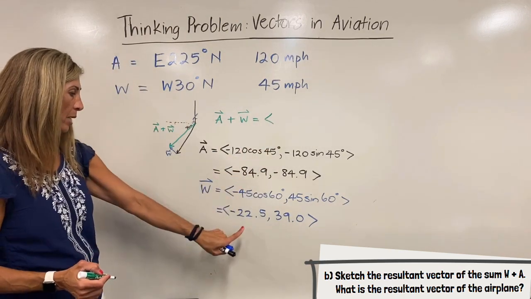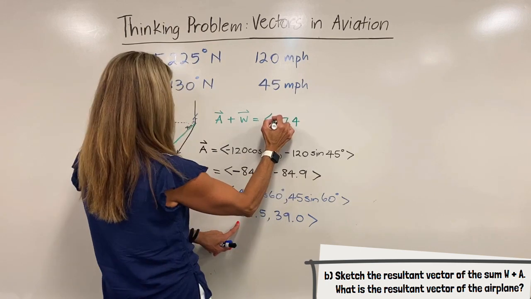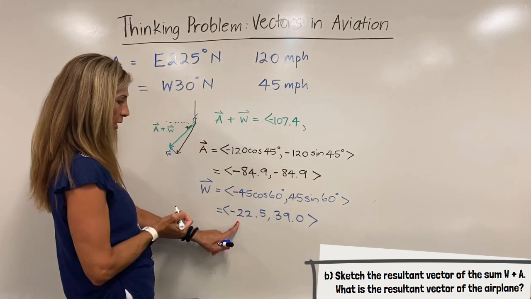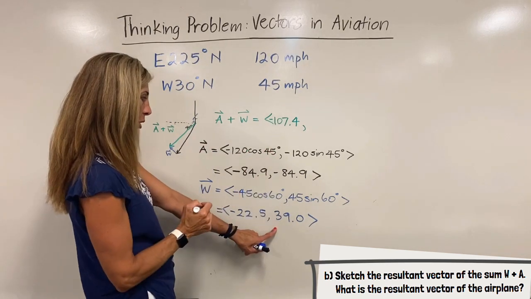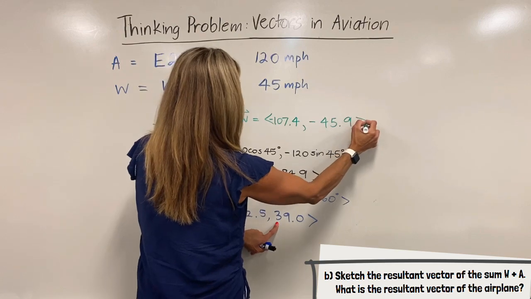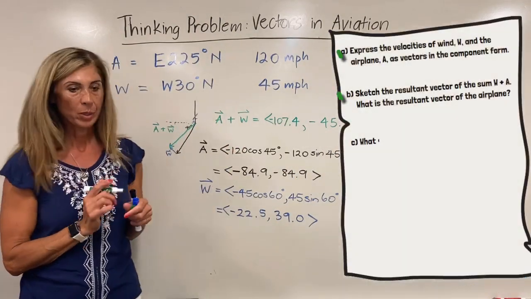Negative 84.9 plus negative 22.5 gives us negative 107.4 in the horizontal direction. And then adding our vertical components, we get negative 45.9. So there is our resultant vector, plane plus wind.